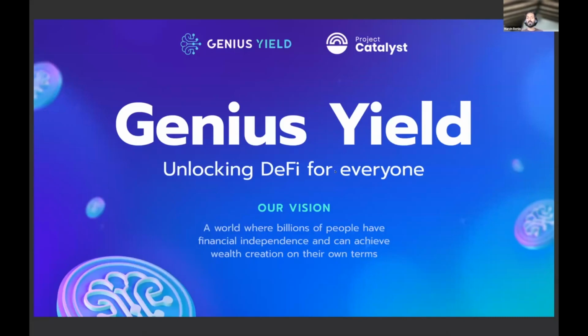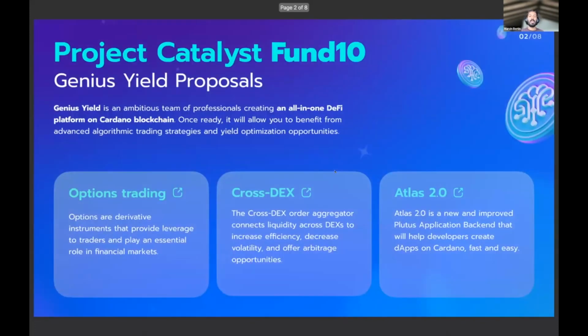Yes, so today I'll be talking about 2 projects I'm working with. The first one will be Genius Yield, and the second one is Maestro. Genius Yield is an advanced DEX platform on Cardano. We are planning to build an order book-based decentralized exchange, which allows us to introduce very advanced trading strategies and advanced order types.